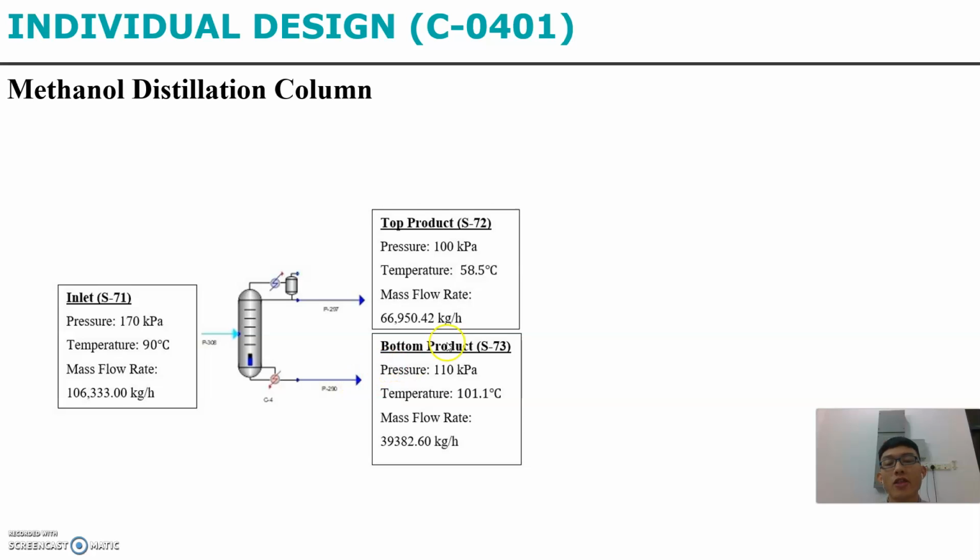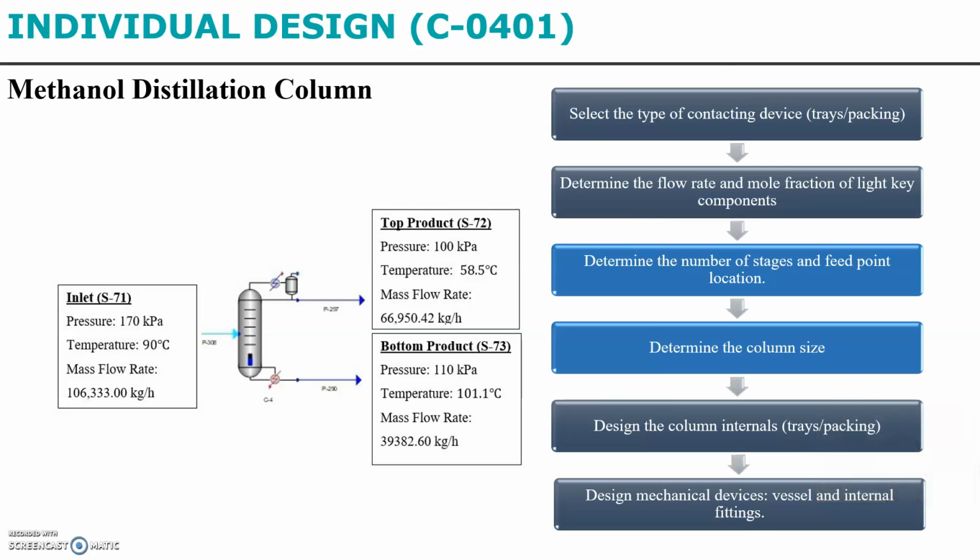So we'll start off with obtaining all of the data from the Aspen simulation software as seen over here, that we have our inlet, top product and our bottom product, and also the operating condition. And after this, we'll have sequential steps to get our design of the distillation column. But for today, I will only focus on determining the number of stages, feed point location, and also column size due to a time constraint.